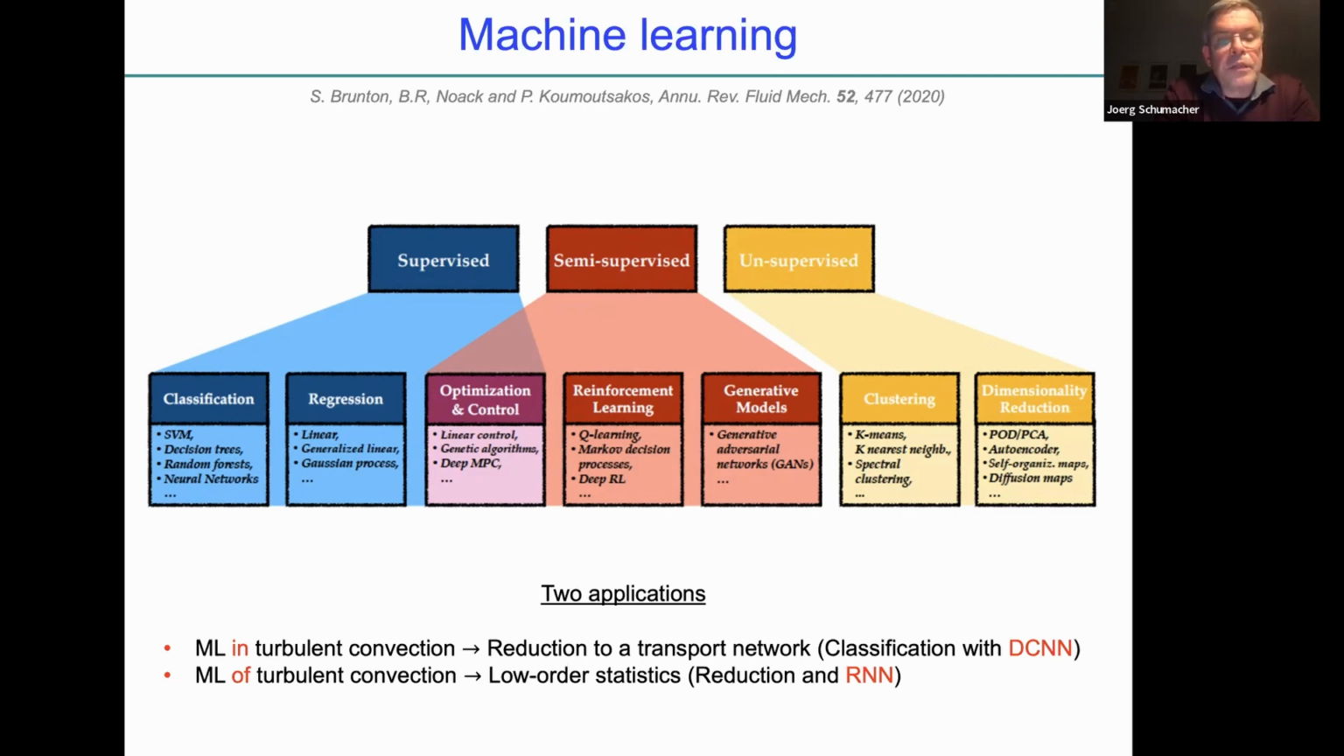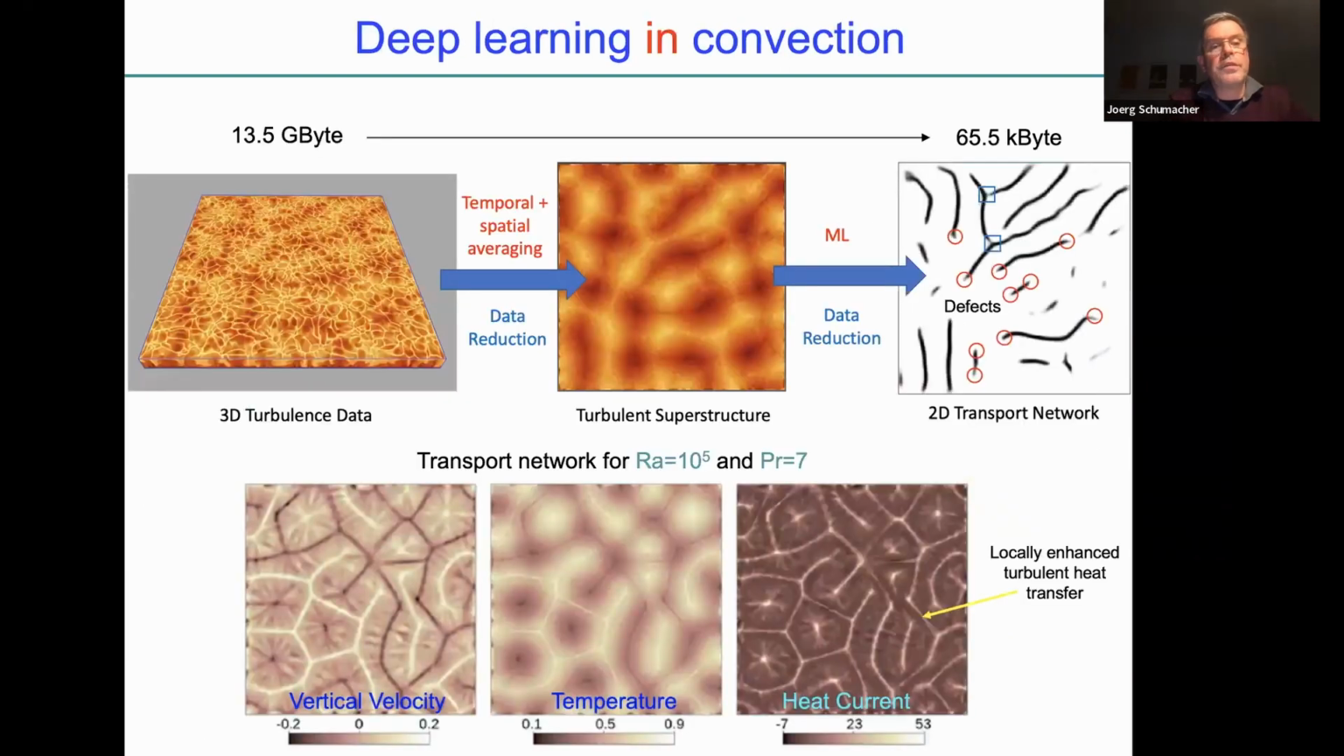The one is that we really tried to solve classification problems where we try to understand better the transport across extended convection layers. That is in line with the reduction of the convection patterns to a turbulent convection heat transport network. And the second part is that we are building models that can reproduce dynamics and that can reproduce low-order statistics, which brings us to the recurrent neural networks.